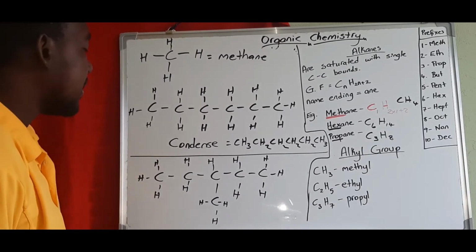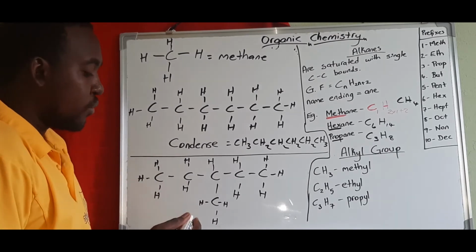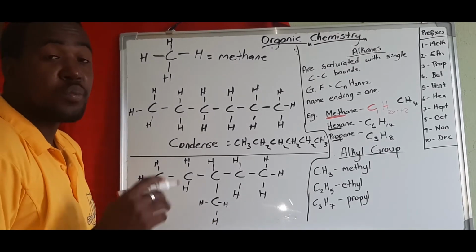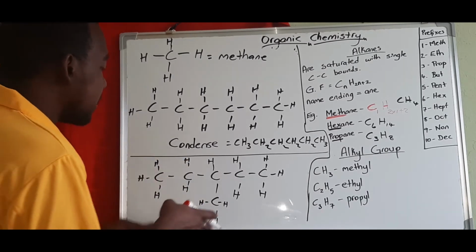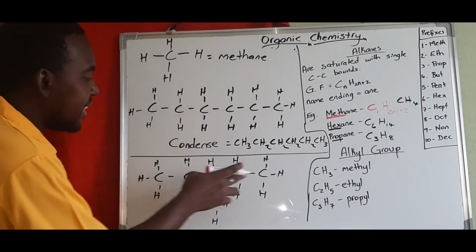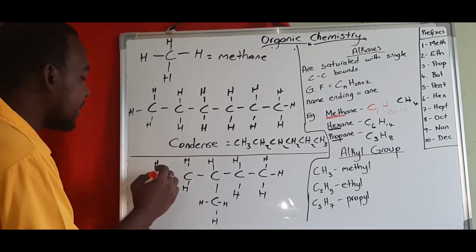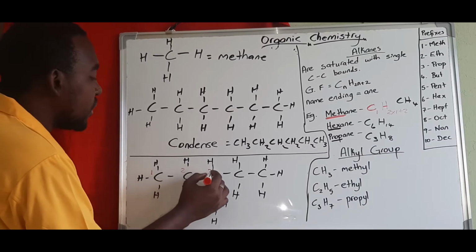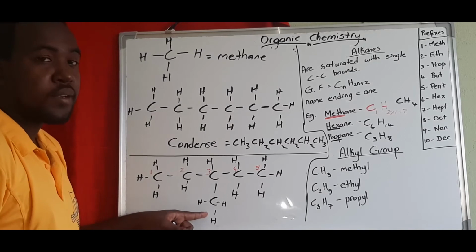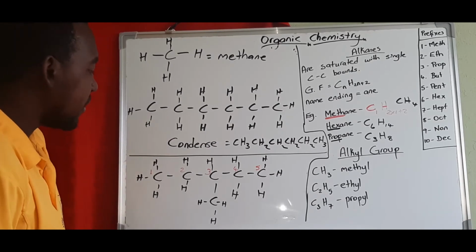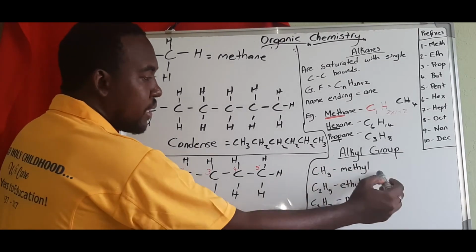Now the next part is, once we identify the long chain, we start counting the carbons from the point that is closest to the branch. Because it's 5, if we start here, we get 3, and if we start here, we get 3, so it doesn't matter for this example. So we do 1, 2, 3, 4, 5. Our branch is on the third carbon. So let's look at the branch now. The branch is CH3. CH3 has a name of methyl.